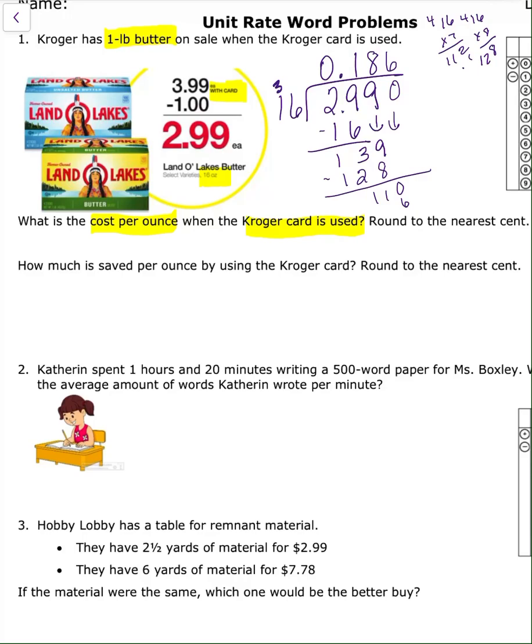7, 8, 9. And when we subtract, that'll give us 14. We don't have to keep dividing though, because it tells us to round to the cent. And the hundredths place is the cent place, right? So we're going to look at the 6. Does the 6 make the 8 stay at 8, or does it make it go to a 9? Right, it's going to go to a 9. So when we round it to the nearest cent, it's going to be 19 cents per ounce.